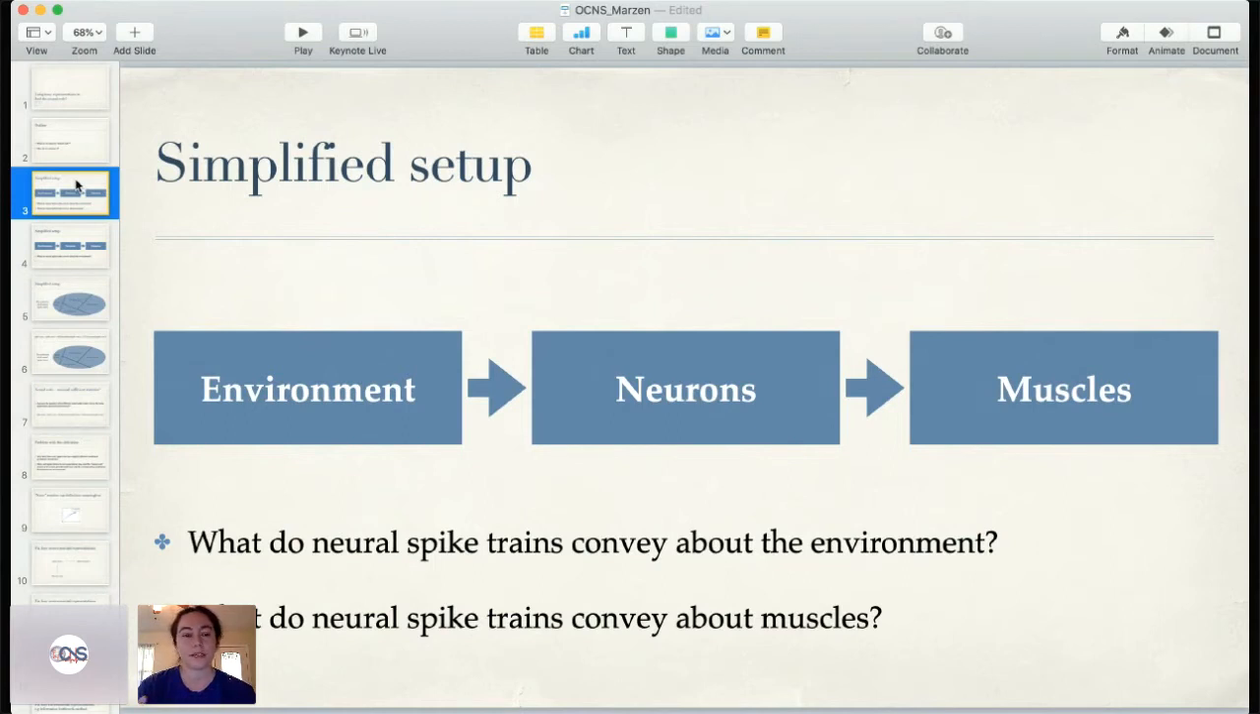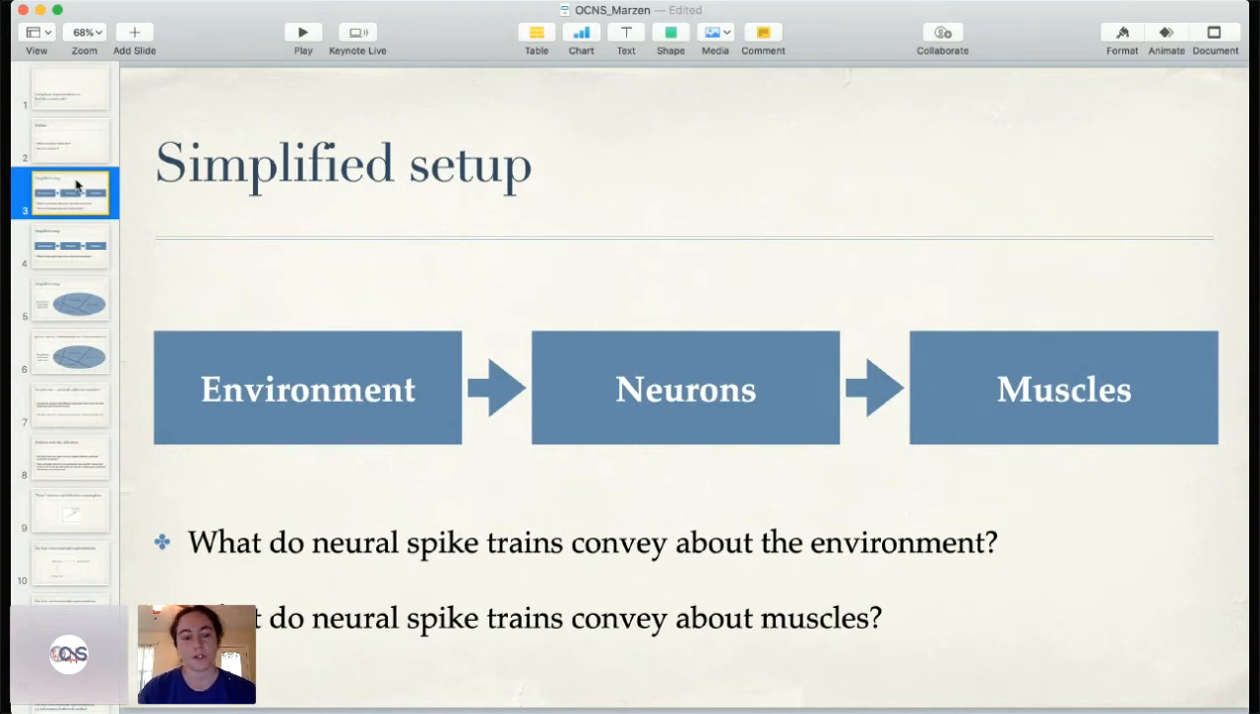So in the simplified setup, everything's static. We have an environment. It causes neurons to fire. Then the neurons cause the muscles to do something. So the neurons are kind of the sensors. The muscles are the actuators. And there are 2 questions that conceivably I could think of somebody saying correspond to something like a neural code.